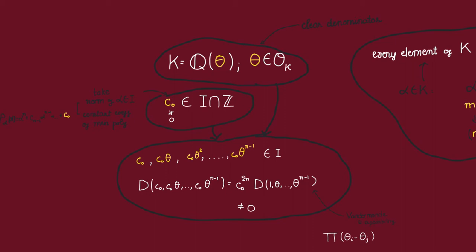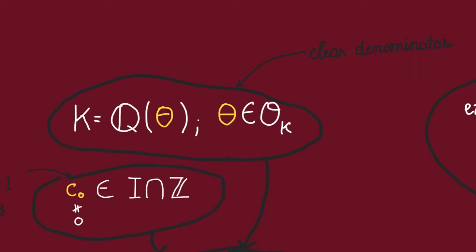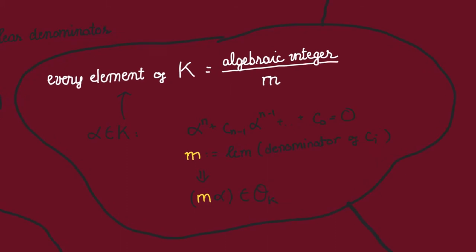But here we have used a few assumptions, so let's clarify them. First, why can we assume that the primitive element lies in OK? Well, that's because every element of K can be written as the quotient of an algebraic integer in OK divided by a rational integer. This is because if we take any element alpha in K, then it's algebraic over Q, so it's going to be the root of some monic polynomial with coefficients in Q. Now we can take m to be the least common multiple of the denominators of these coefficients. Then if we multiply this polynomial by m to the n, we will get a monic polynomial with coefficients in Z, but now with root m alpha. So m alpha must be an algebraic integer, and so alpha is the quotient of an algebraic integer over a rational integer m.